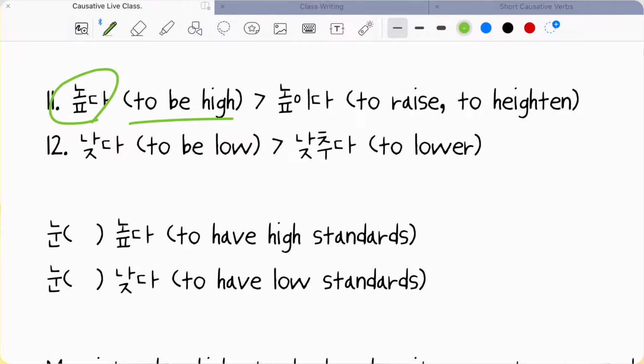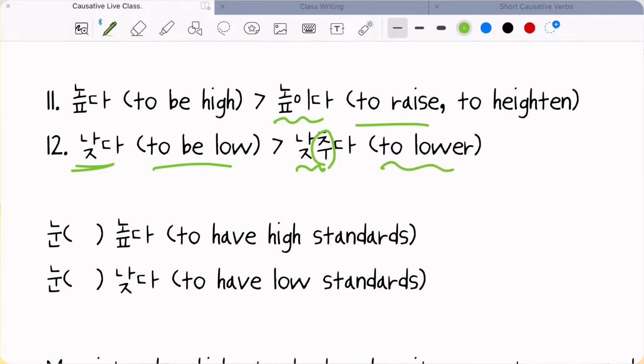It could be your skill as well. So 높다 is used to gauge how high a number is, and 낮다 is the antonym of it, to be low. And if you say 높이다, it means to raise something, to make it high. And 낮추다 means to make it low, so to lower something.